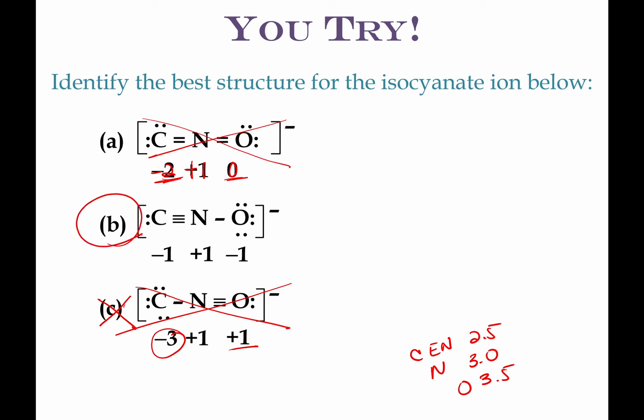So the best structure would be this one because oxygen has the most electronegativity. It would want to have the most negative charge it could have. So B would be the structure that would be preferred. That's it for chapter 4.